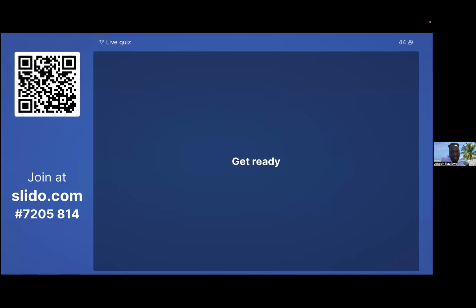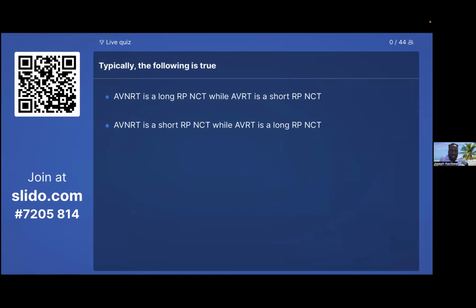So again, get ready. Typically the following is true: AV node reentry tachycardia is a short RP, narrow complex tachycardia, while atrioventricular reentry tachycardia is a long RP, or the other way around. We know what RP is, now narrow complex tachycardia. I'll give it 10 seconds.